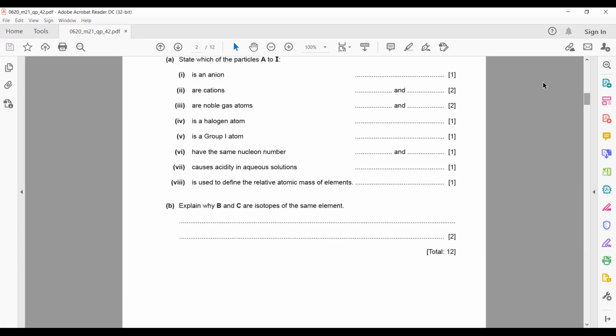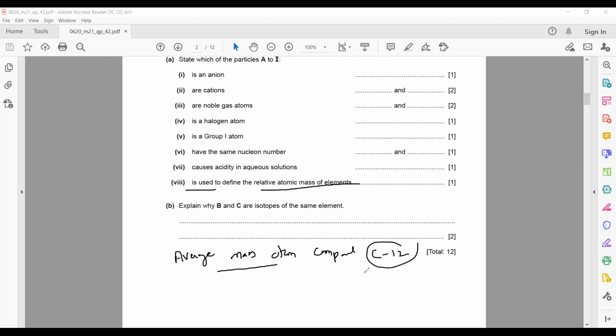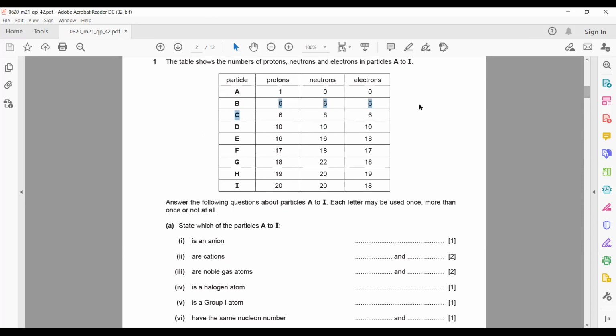In the question they're asking which is used to define the relative atomic mass of element. What is the definition of relative atomic mass? Relative atomic mass is the average mass of the atom which is compared with carbon 12. So when we compare the mass of atom with carbon 12, that mass is known as relative atomic mass. So they're asking which particle is used in relative atomic mass. So in relative atomic mass, we use carbon.